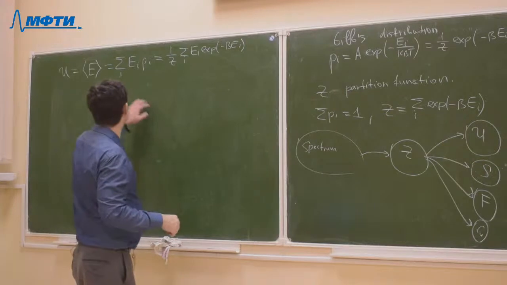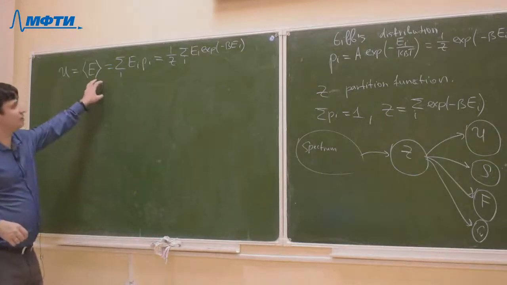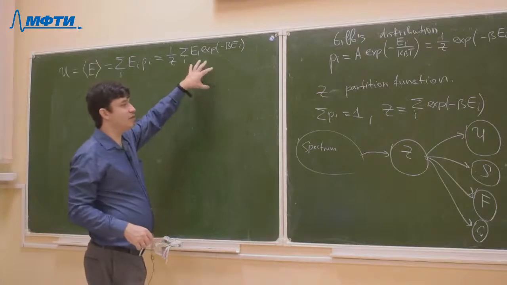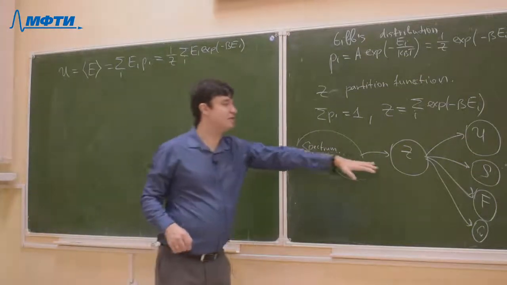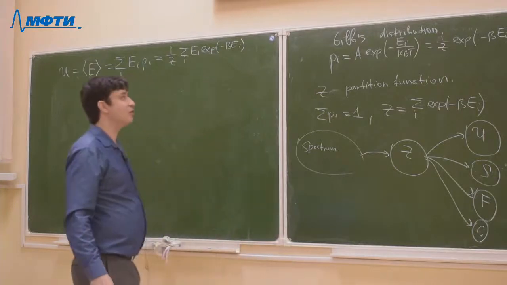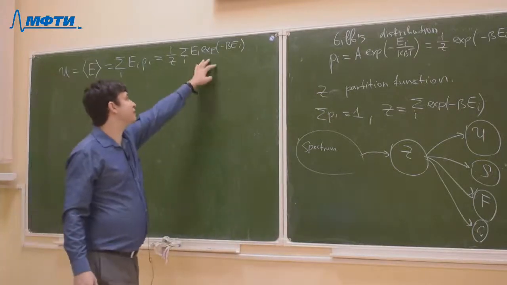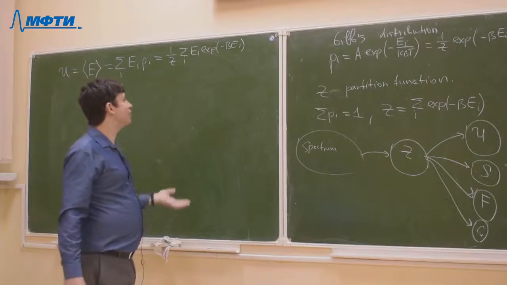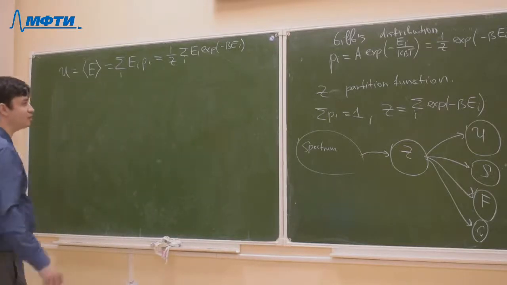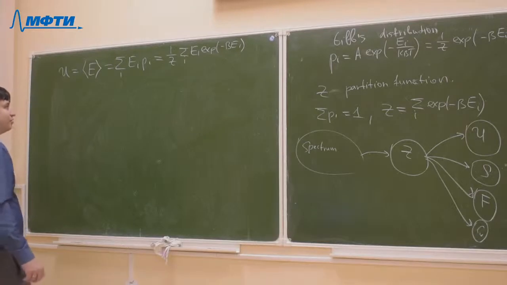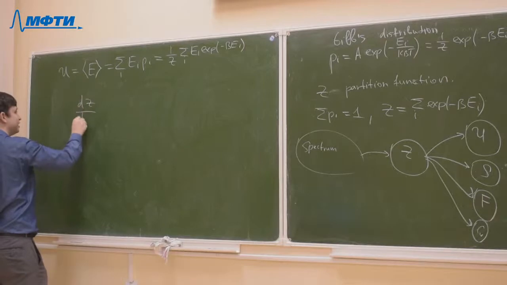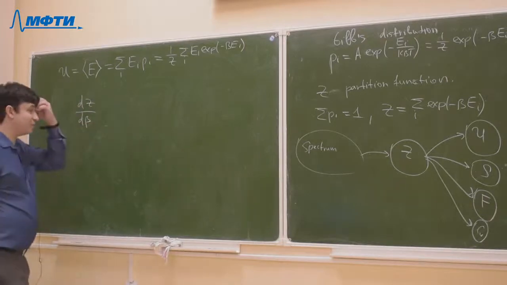But we have already restricted ourselves so that we only know this function Z, and after we calculate this Z, we can actually forget about the spectrum of the system. So how do we find this sum if we know only Z? It can be done using a parametric derivative.